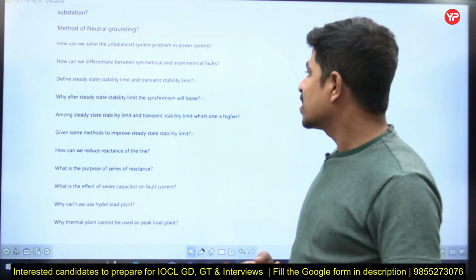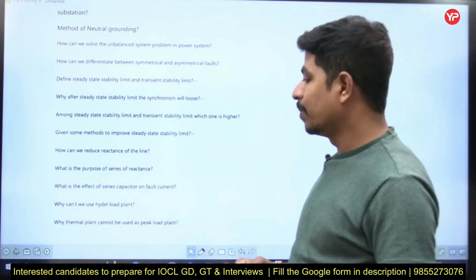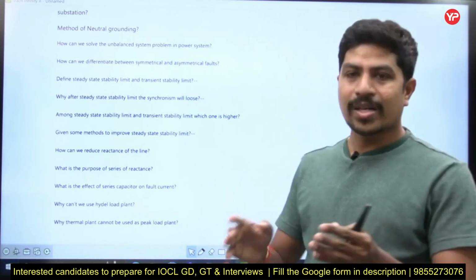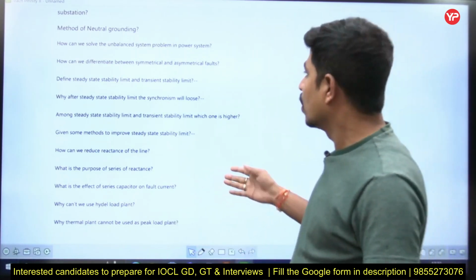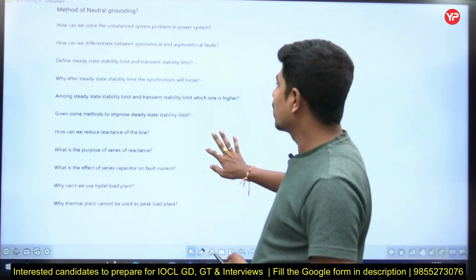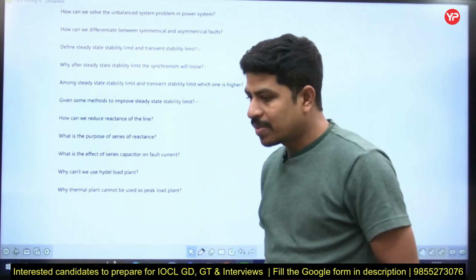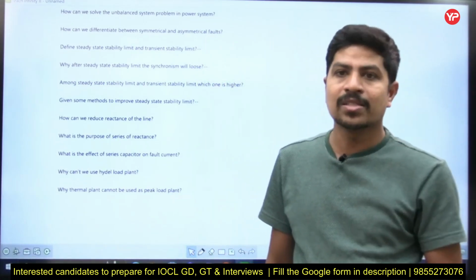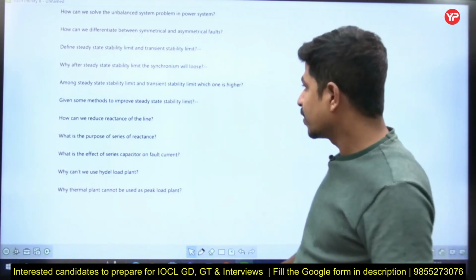Next, define steady state stability limit and transient stability limit. So we have two stability limits, steady state and transient state. He is asking us to define them. Why, after the steady state limit, will synchronism be lost? First of all, what is synchronism? How will it be lost?